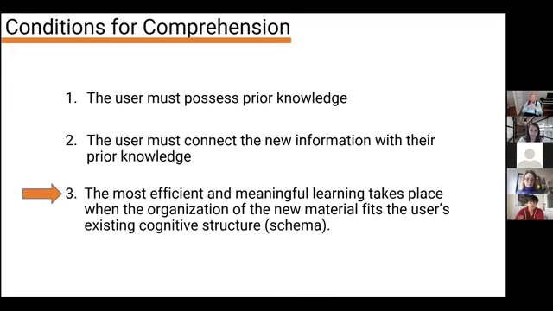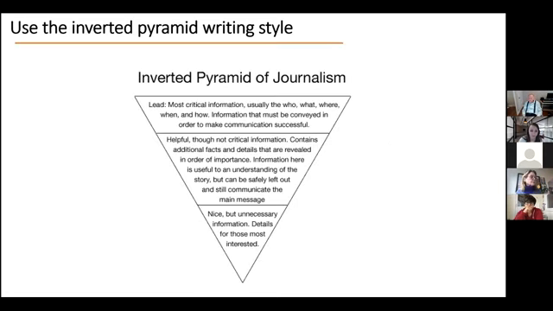The third thing is that the most efficient and meaningful learning takes place when the organization of the material fits the person's existing cognitive structure. If it's presented the way you understand it, then they will understand it. And that brings us to the very famous inverted pyramid, which you saw in the princeton.edu article, right? So, basically, you start with the lead, deliver the most critical information up front, which they're always telling you: who, what, when, where, right? And then give them the secondary information, facts and details that are useful in understanding the story, but you wouldn't lose it, and then finally give them the details.